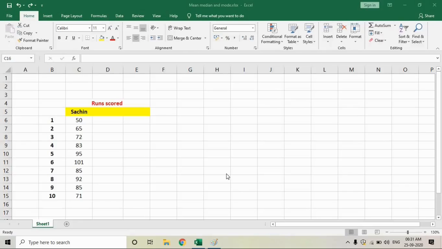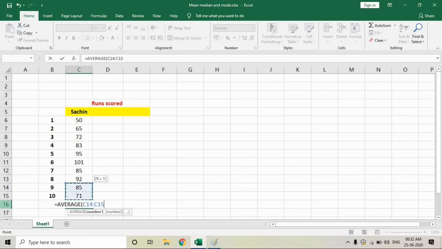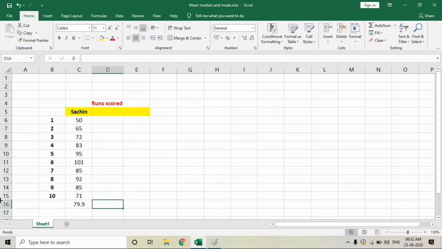Now let's see how to calculate the values of mean, median and mode in MS Excel. I am using a simple example over here. These are the runs scored by the famous batsman Sachin Tendulkar in the past 10 matches. And I want to see the average or the mean, median and mode of the series. First, let me try with the mean score, and I'll use the function average for that. So let's see that. And the score is 79.9.